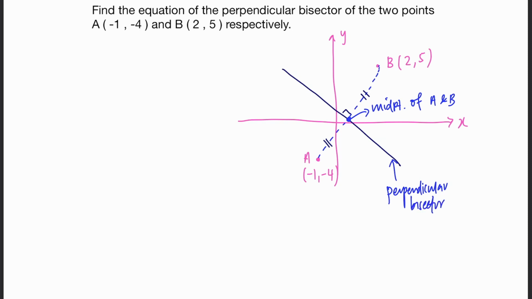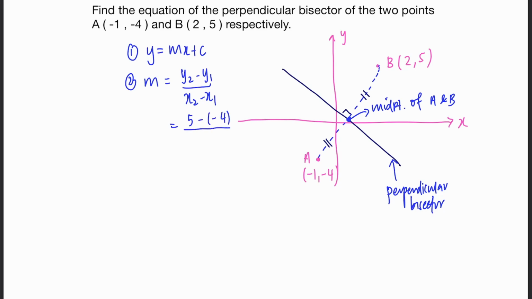So let's start. Step number 1, we're going to write down the equation of a line. So we have y equal to mx plus c. Next, we're going to find the gradient. So gradient is y2 minus y1 over x2 minus x1. So we have 5 minus 4 over 2 minus 1, which gives us 3.